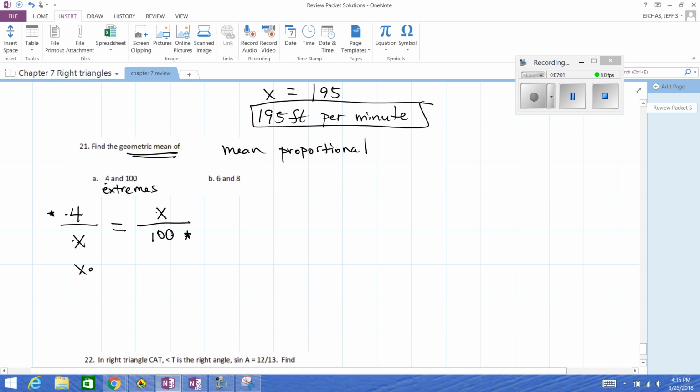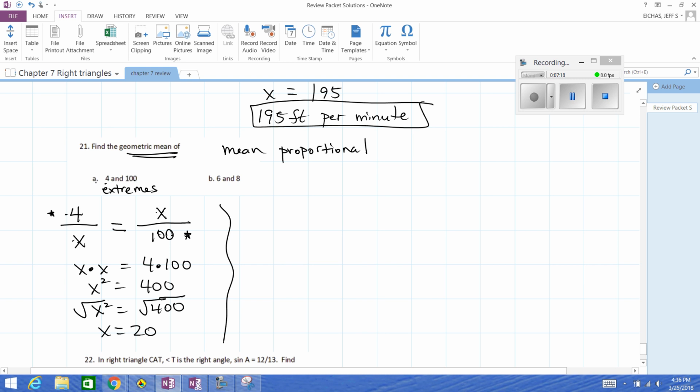So now we will cross multiply: x times x, 4 times 100. Now, some people probably taught you this shortcut, multiply and square root, but I think it's important to know why. All right, so 20 is the geometric mean for 4 and 100. For 6 and 8, it's somewhere in between 6 and 8. Okay, but it's not the average. It's the proportional mean. A little bit of difference.